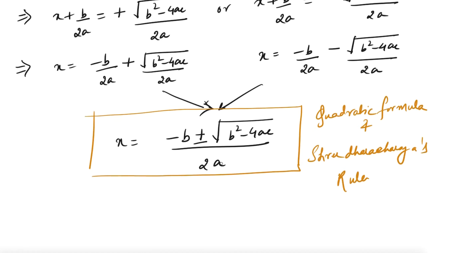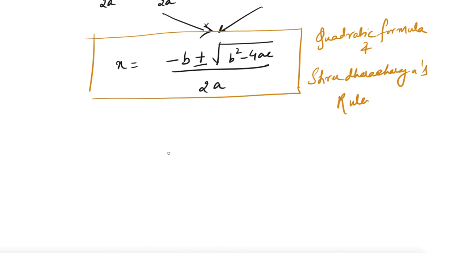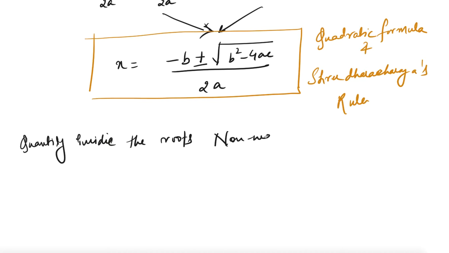x = (−b ± √(b² − 4ac))/2a. Now you know that in real numbers the quantity inside the root should be non-negative. Am I right? Yes, the quantity inside the root should be non-negative. So based on that, if the roots are real, the quantity inside the root, that is b² − 4ac, should be either equal to 0 or greater than 0.